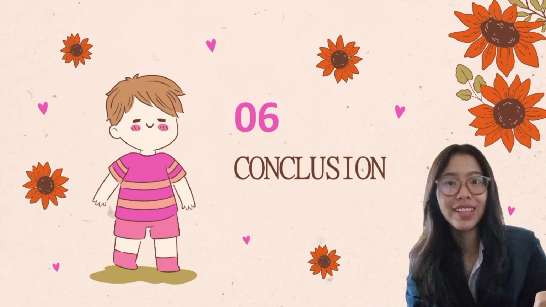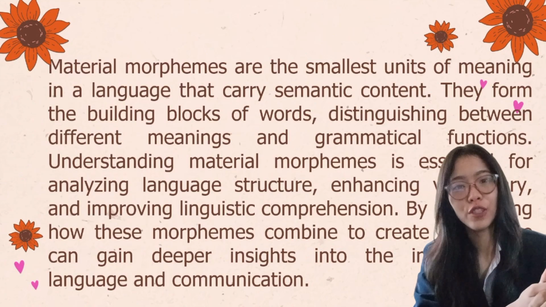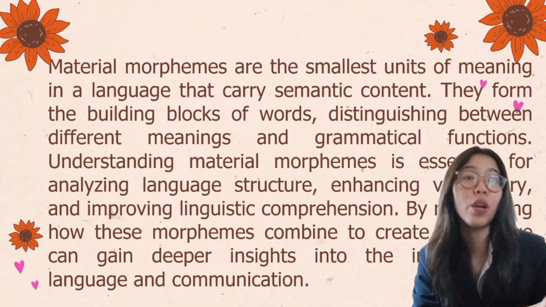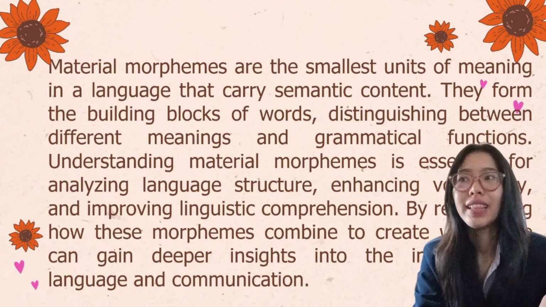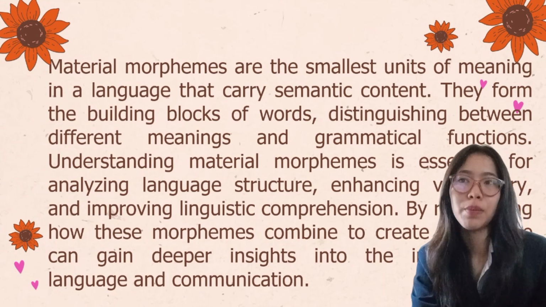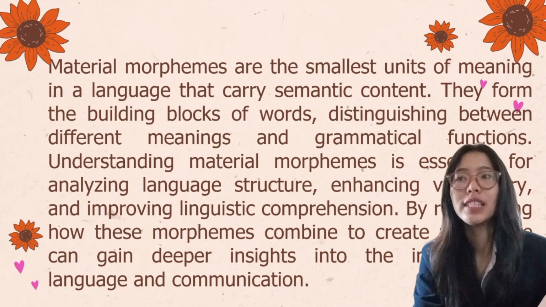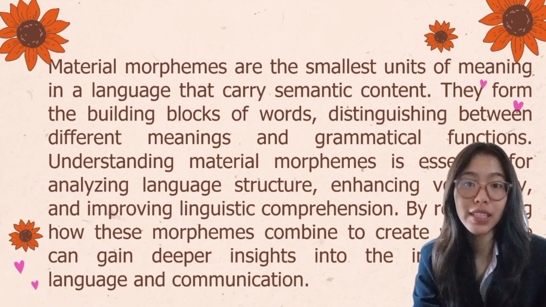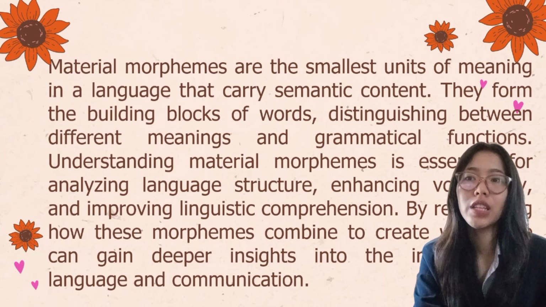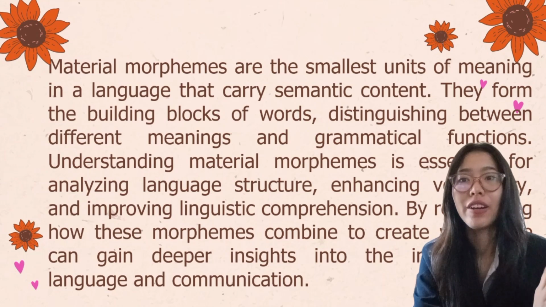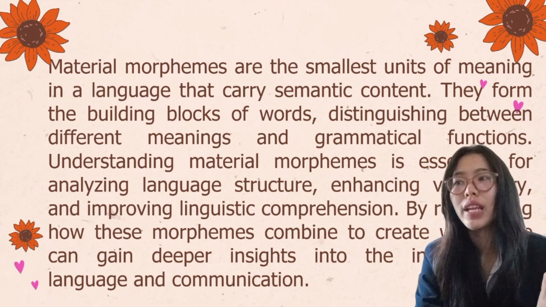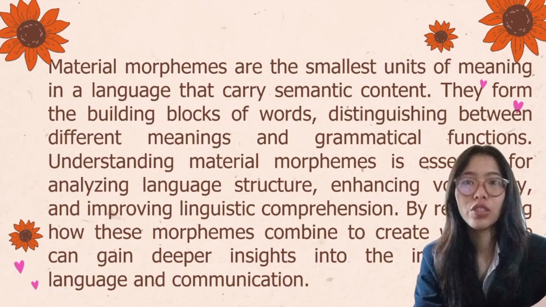So here is the last slide, which is the conclusion. In conclusion, morphemes are the smallest units of meaning in a language that carry semantic content. They form the building blocks of words, distinguishing between different meanings and grammatical functions. Understanding morphemes is essential for analyzing language structure, enhancing vocabulary, and improving linguistic comprehension. By recognizing how these morphemes combine to create words, we can gain deeper insight into the language.